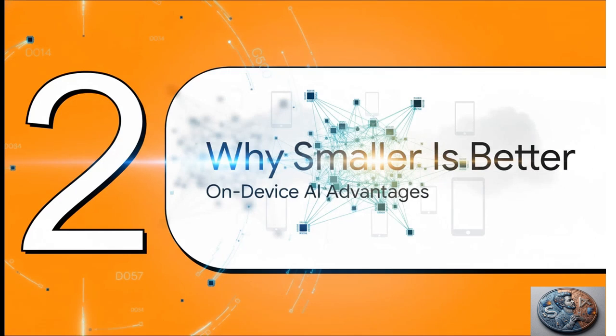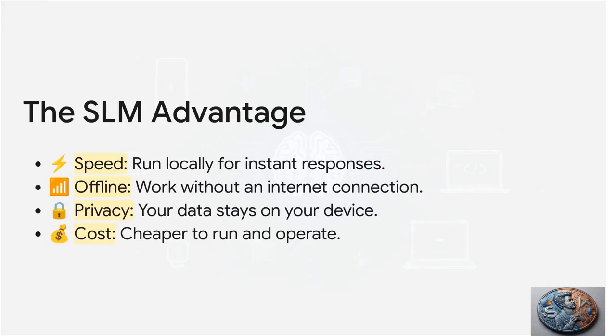Now you might be asking yourself, hey, if the big models are so powerful, why do we even need these smaller ones? And that's a great question, because it turns out that for the stuff we do every single day, smaller is often much, much better. And this is where the advantages really shine.